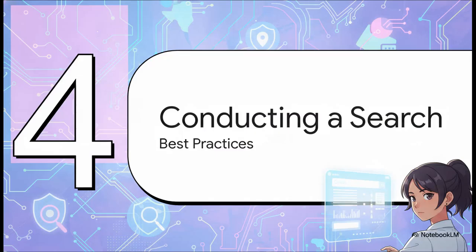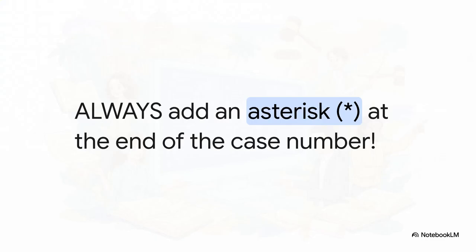Pretty great, right? Which brings us to Section 4. Conducting a search, best practices. Okay, pay close attention here because this is probably the single most important technical tip in this entire explainer. Are you ready? If you are searching by a case number, you must always add an asterisk at the end of the number. Seriously, always. This little insider secret acts as a wild card in the system.